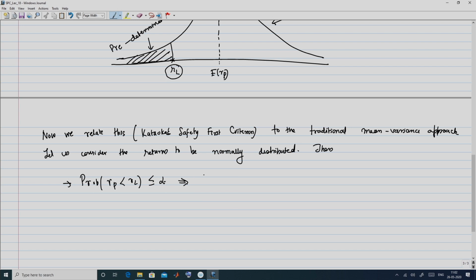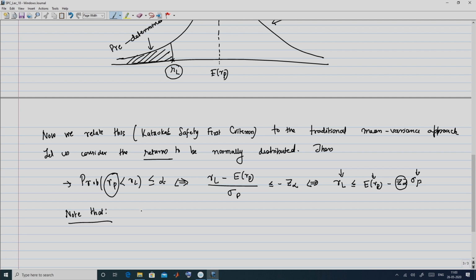This means that since I have assumed that the returns are normally distributed, that is your Rp is normally distributed, this condition then reduces to (RL minus E of Rp) over sigma p is less than or equal to minus z alpha, which implies that RL is less than or equal to E of Rp minus z alpha into sigma p. Now I have, of course, already specified what RL, E of Rp and sigma p are, but I have not specified what is z alpha. So let me just specify what is z alpha.